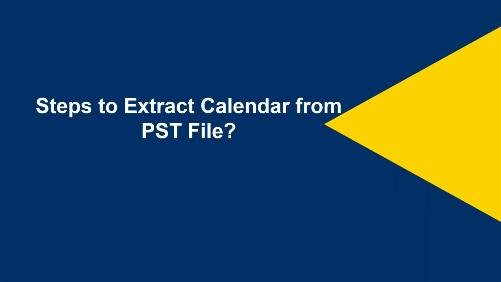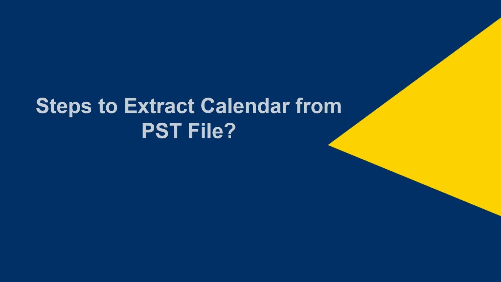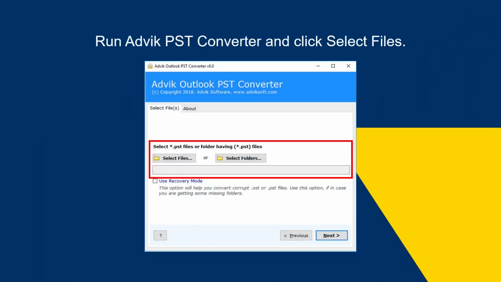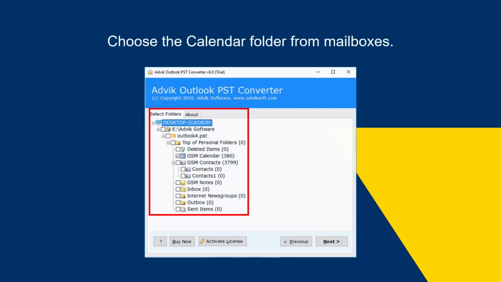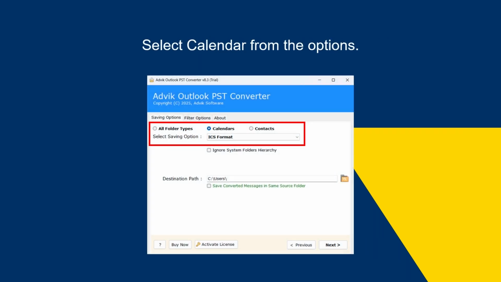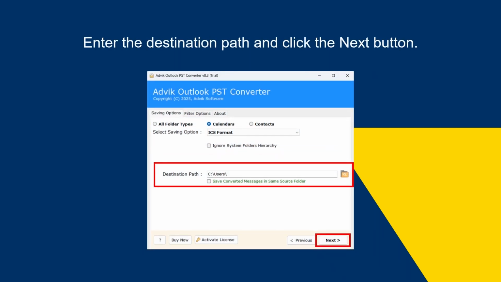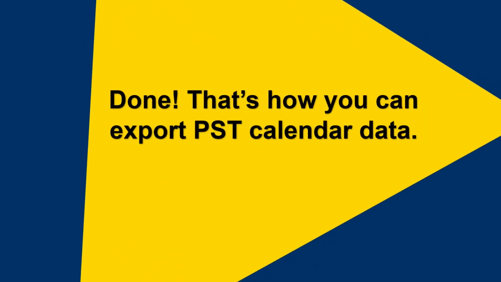Steps to extract calendar from PST files. Run Advic PST Converter and click Select Files. Choose the calendar folder from the mailbox. Select Calendar as the export option. Set the destination path and click Next to begin. And that's it. Your PST calendar data is exported successfully without any data loss.